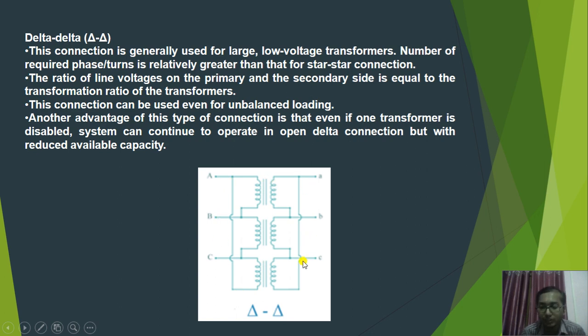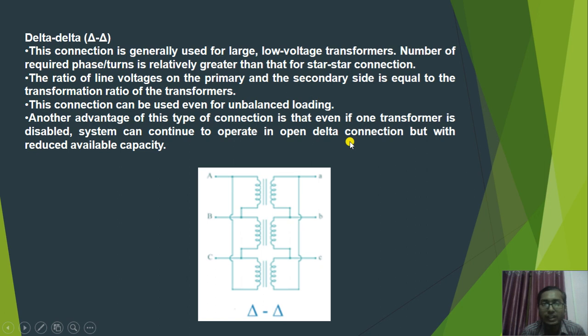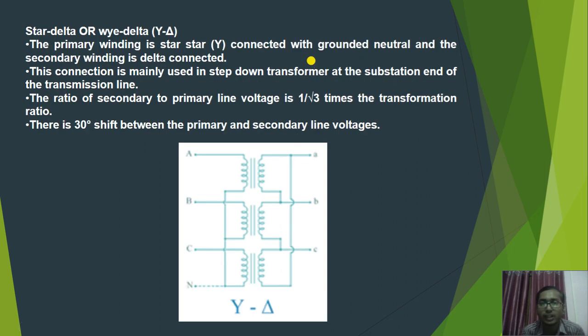Basically star connections were generally used for small high voltage transformers, and delta connections are used for large low voltage transformers. Then we have star delta connection. So what happens in star delta connection? We have a mixing of primary and secondary side. In the primary side we have a star connection, and in the secondary side we have a delta connection.